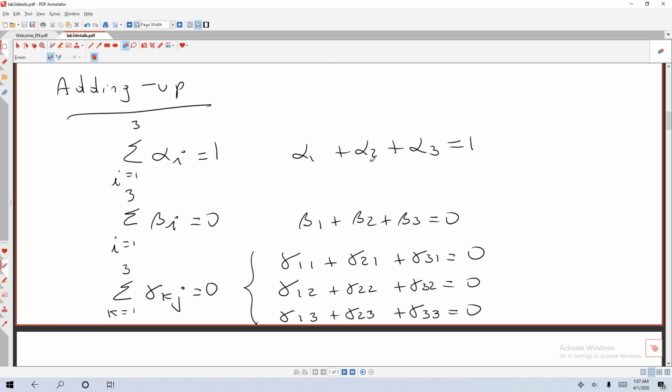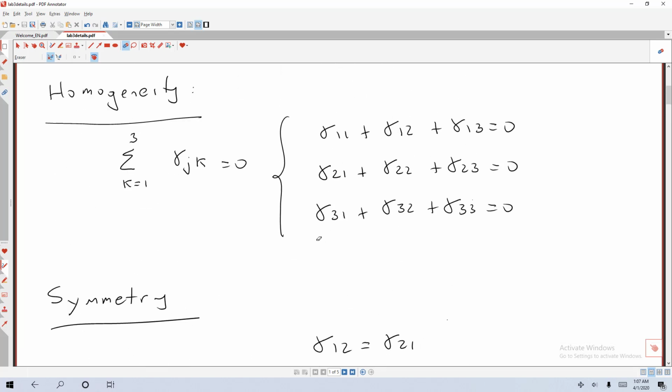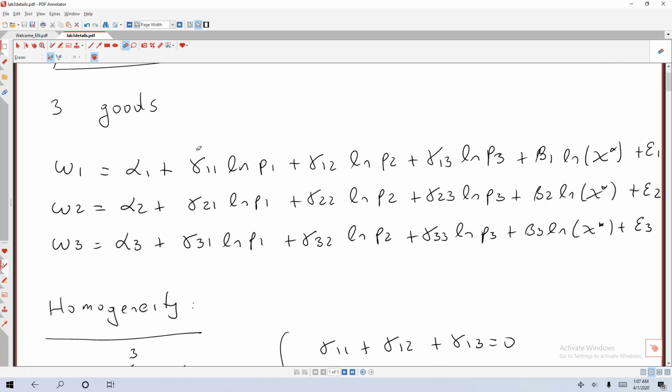The adding up restriction: the sum of the three intercepts has to be equal to 1. The sum of the beta i's, the sum of the three income coefficients, has to be equal to 0. And for the adding up restriction, this looks similar to the homogeneity, but it's different because now what stays fixed is K, and what changes is the coefficient J. So basically what we're adding up here are these three coefficients.